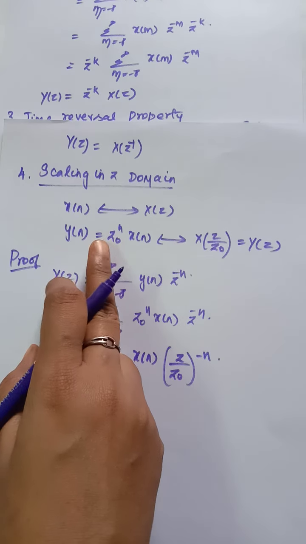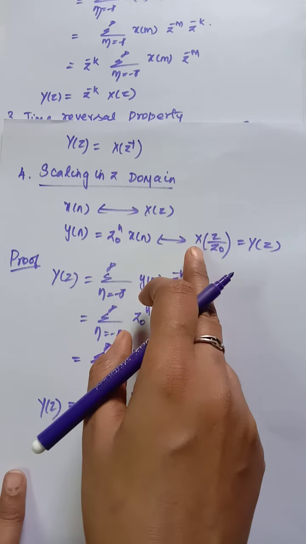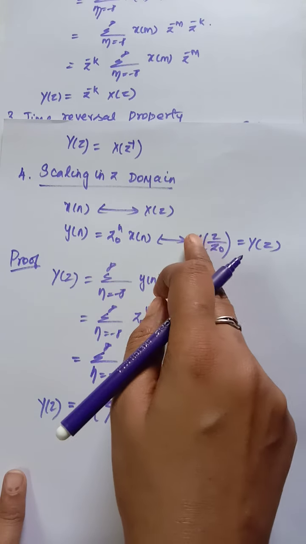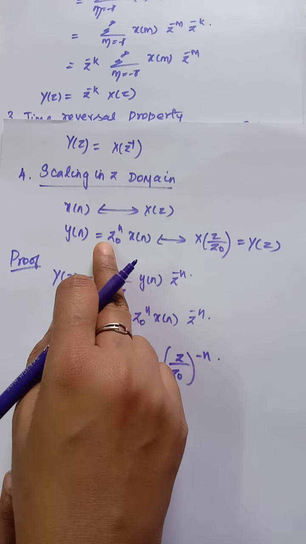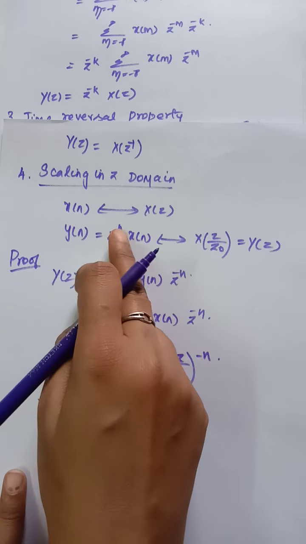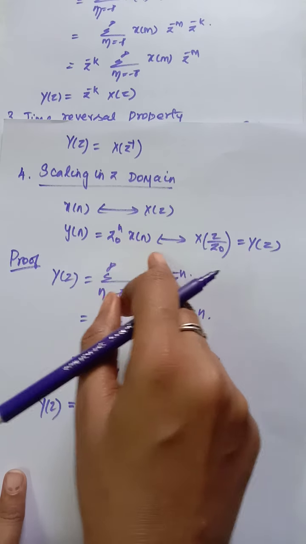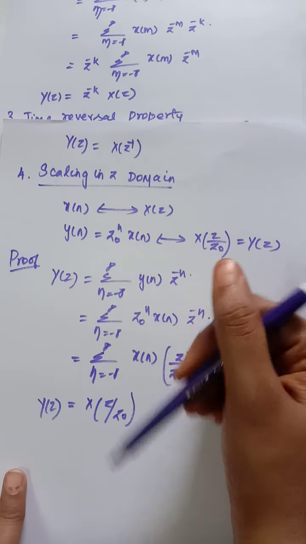Here we have done z naught power n into x of n. Here we have scaled in the z domain. So when you scale z by z naught, you will get the equivalent of z naught power n into x of n. Okay. So now here we are going to prove this property.